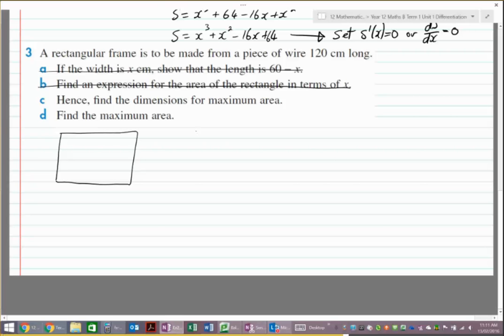Just so that my answer lines up, I'm going to let the width be x, and let the length be y. So my width, I can mark it on my diagram, and the length I can also mark on my diagram. Just find the dimensions for the maximum area.